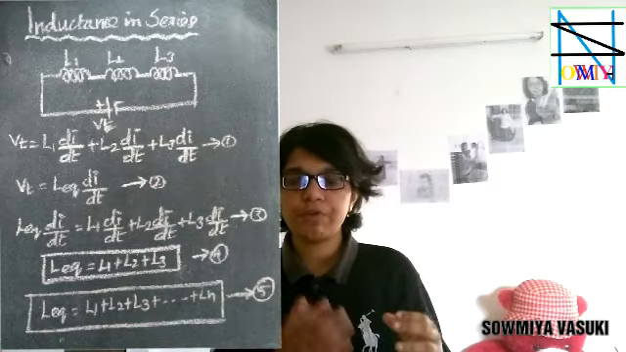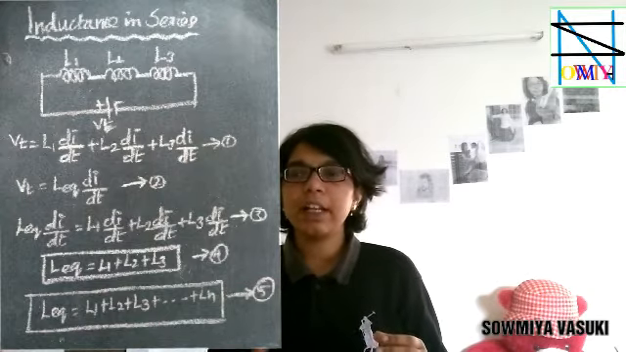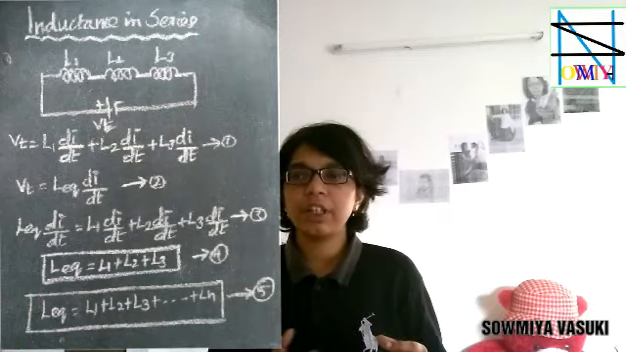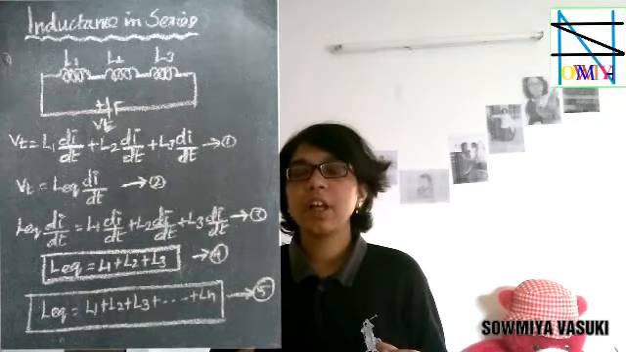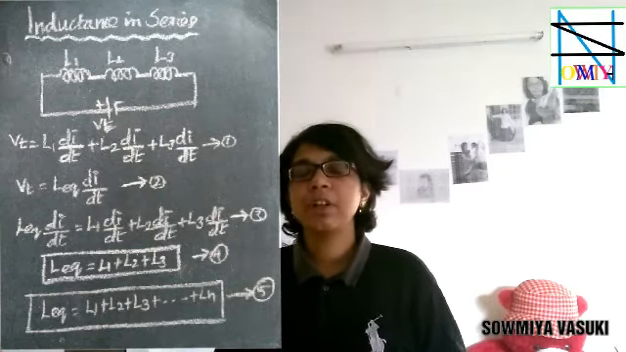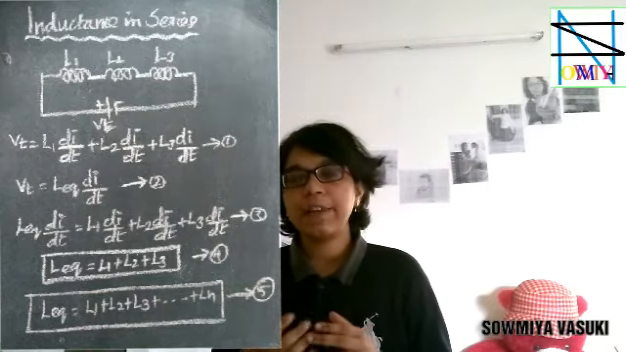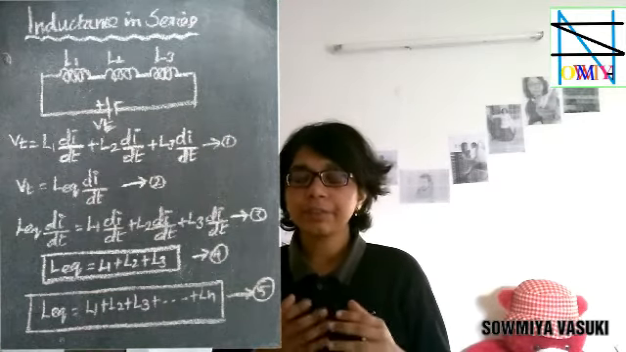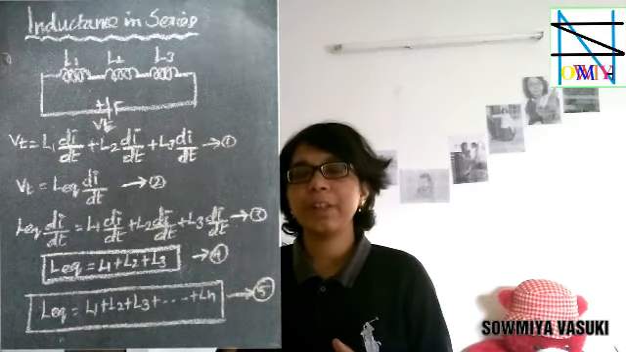Inductance in series. So V is equal to L into di by dt. V total is equal to L1 di by dt plus L2 di by dt plus L3 di by dt. So finally, L equivalent is equal to L1 plus L2 plus L3 up to Ln.